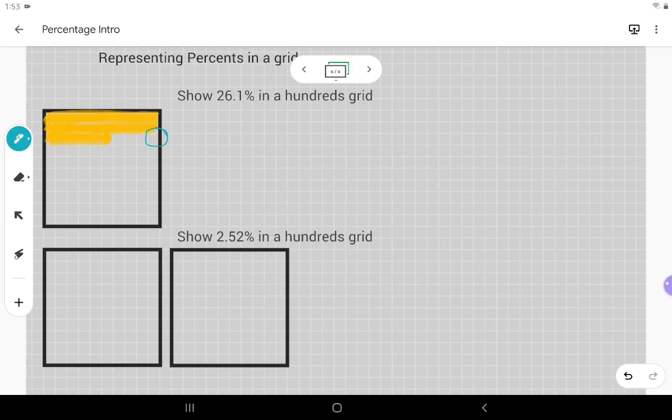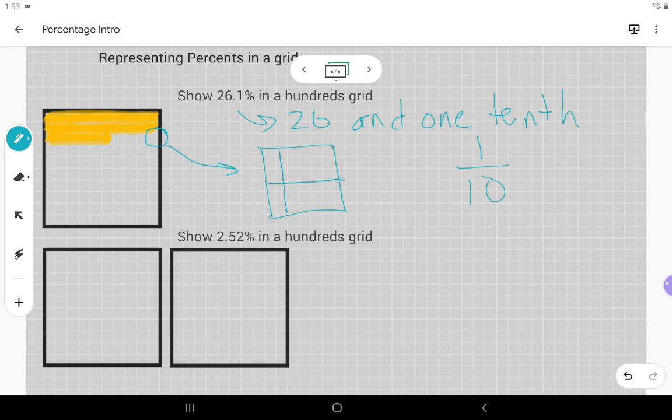So I'm going to zoom in on one of these spots to show my extra 0.1 or 1/10. So if I say this out loud, it's 26 and 1/10. And when I say 1/10, I could write that as a fraction. So that would mean I need to split my block into 10 pieces, and I'm going to color in a single piece. Okay, so there's 26.1, or 26 and 1/10.